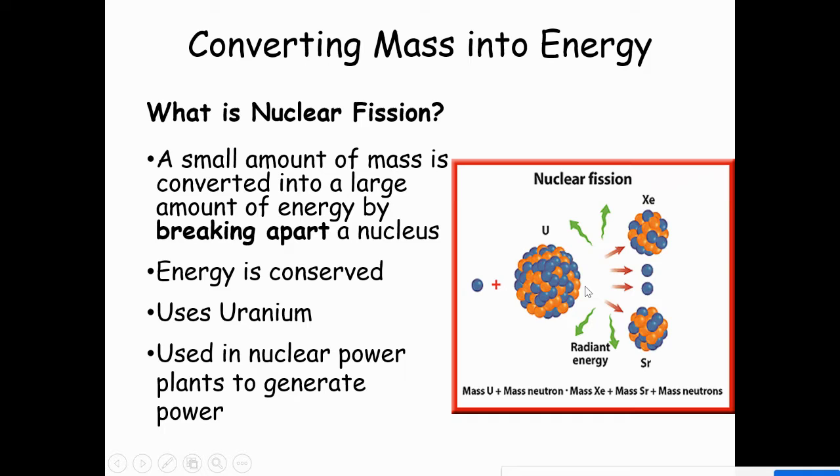And so when it gets split apart, you have two new different elements. Plus, you have other neutrons that are released as well. Okay. So, this is the process. This nuclear fission is the process that is used in your nuclear power plants.